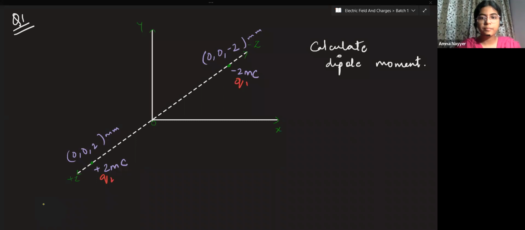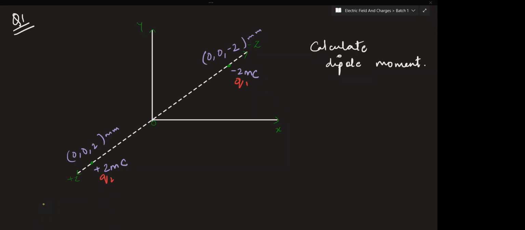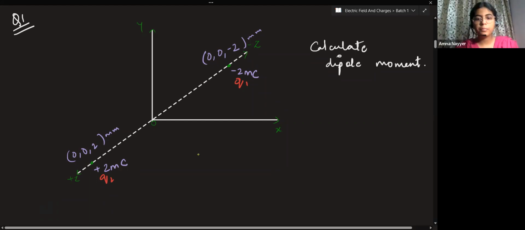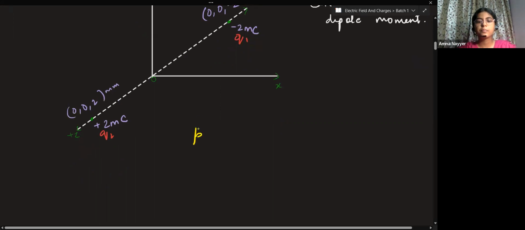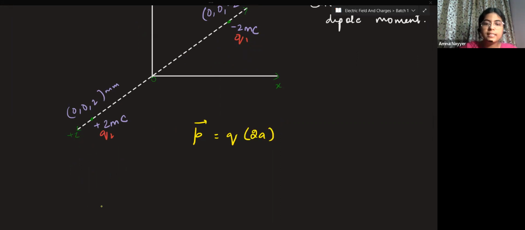Let's discuss it. Okay, first, Atif, you tell me, what is the formula for the calculation of dipole moment? Q into 2A. So, P is equal to Q multiplied by 2A. Yes, Hania, you tell me, what is Q over here in this example?